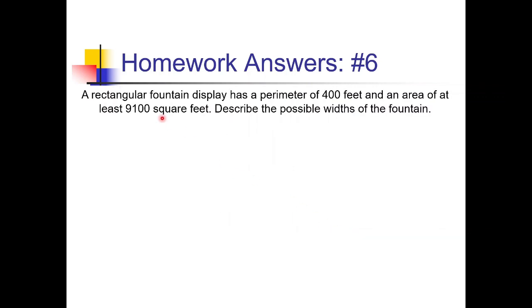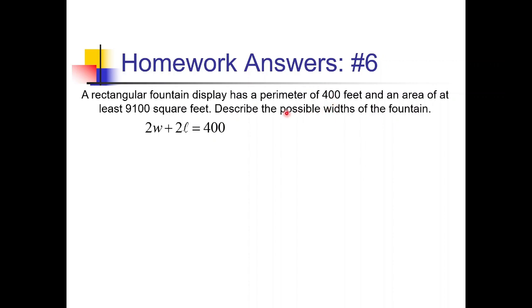On this one, we have a rectangular fountain display with a perimeter of 400 feet and an area of at least 9,100 square feet. They want us to describe the possible widths of the fountain. So this is going to be a geometric system of equations kind of deal. We're going to start with a perimeter formula, which in general for a rectangle is 2w plus 2l equals p. And the p-value in this case is the 400 perimeter that they gave us.